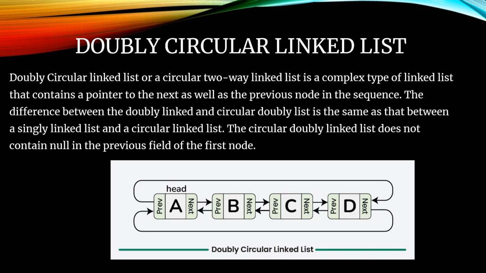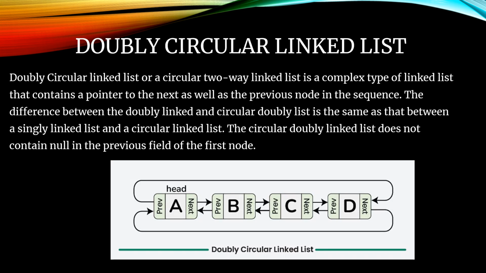A doubly circular linked list is an advanced type of linked list that combines the features of both doubly and circular linked lists. In this structure, each node has three components: the data, a pointer to the next node, and a pointer to the previous node. Additionally, the last node in the list connects back to the first node, and the first node's previous pointer links to the last node, forming a complete circular chain.